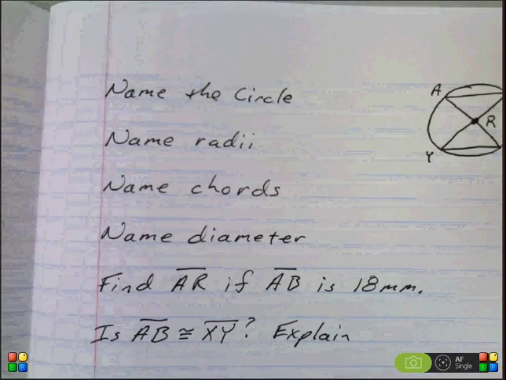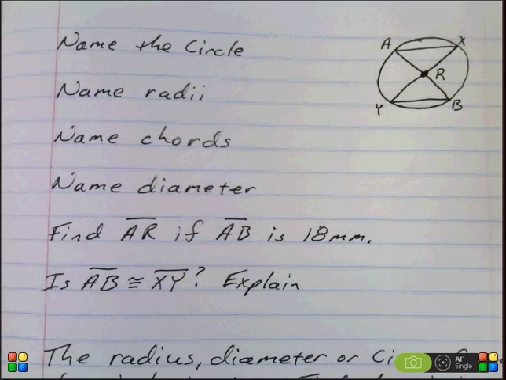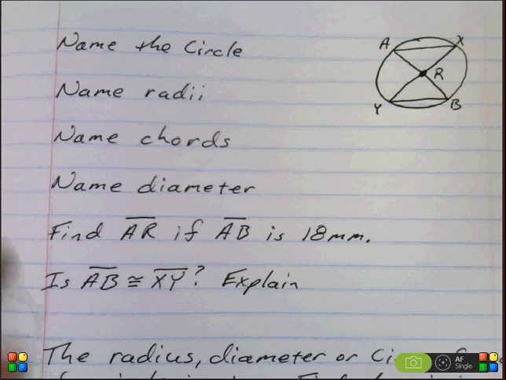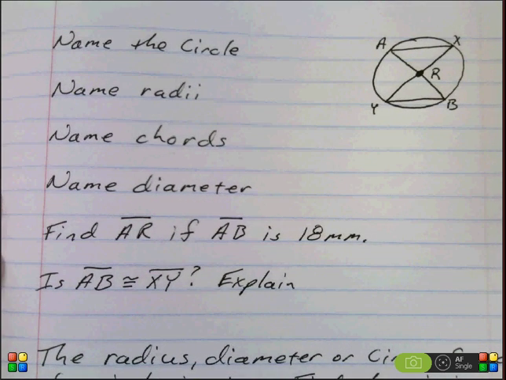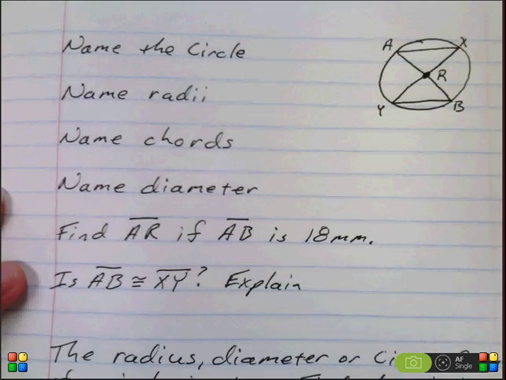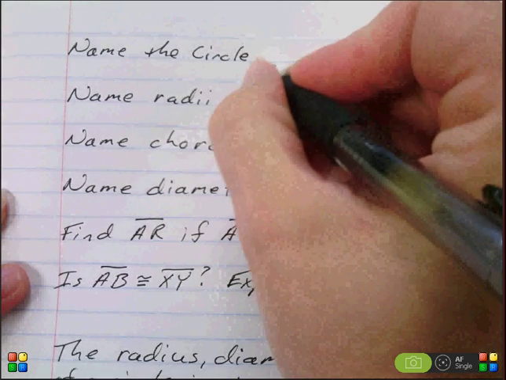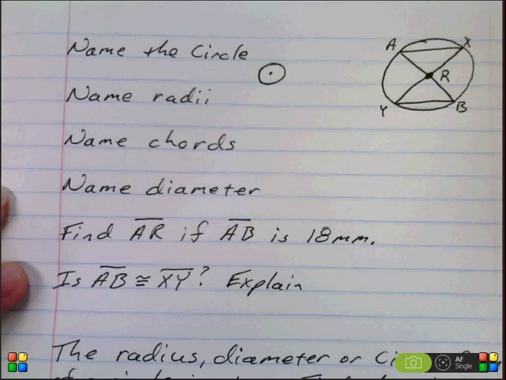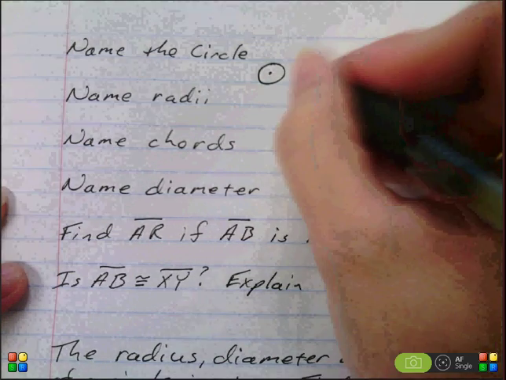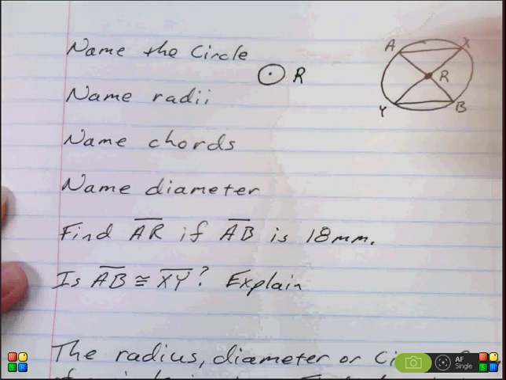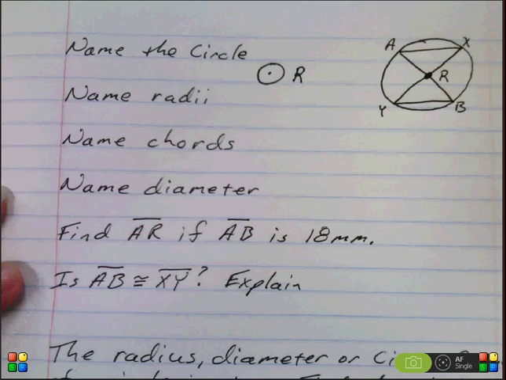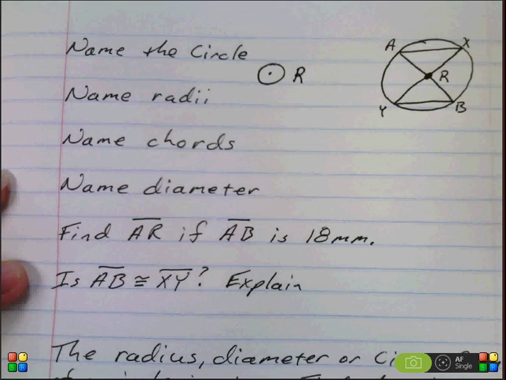So now let's look at some examples. Alright, so we're going to start out here. First, we're just going to name this circle. To name a circle, we are going to make a circle, put a dot in the middle. Hopefully you remember this from earlier this year. And then we name it with the center, which is R.